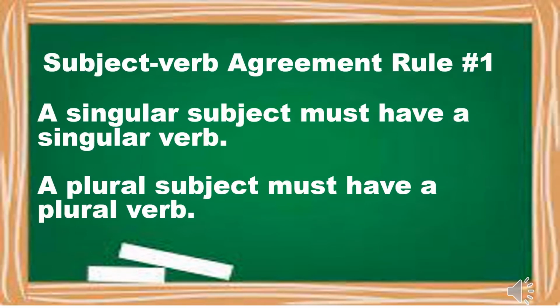The two given examples talk about subject-verb agreement, specifically rule number 1. Rule number 1 says, a singular subject must have a singular verb, and a plural subject must have a plural verb.